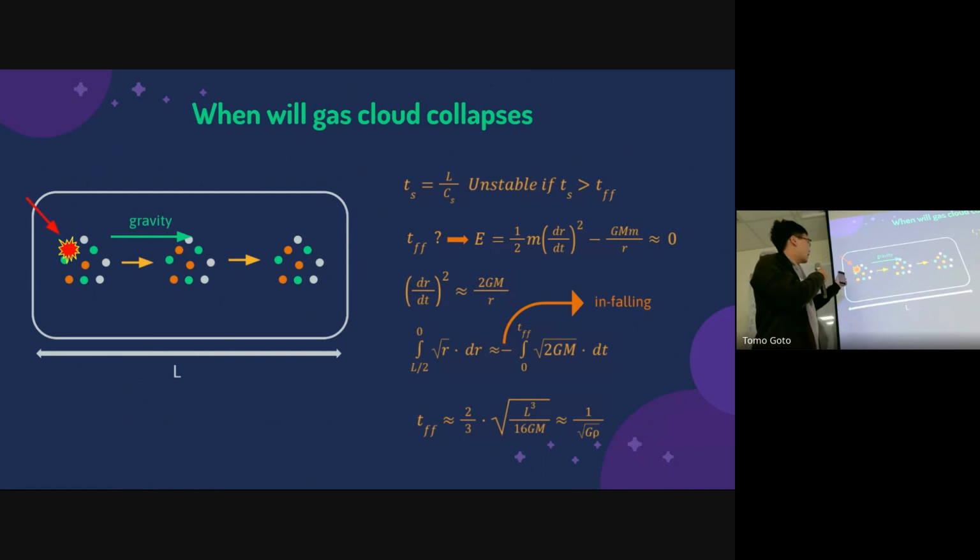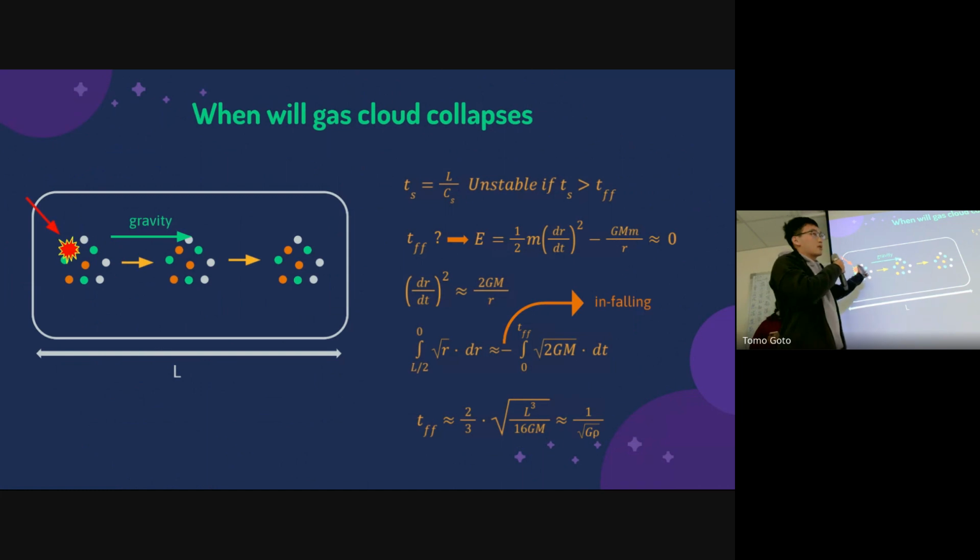So if there is a gas cloud here and its length is L. If there is some disturbance here, the particles here will bump into some other particles, and these particles will bump into some other particles. So this disturbance will propagate to the other side of the cloud.